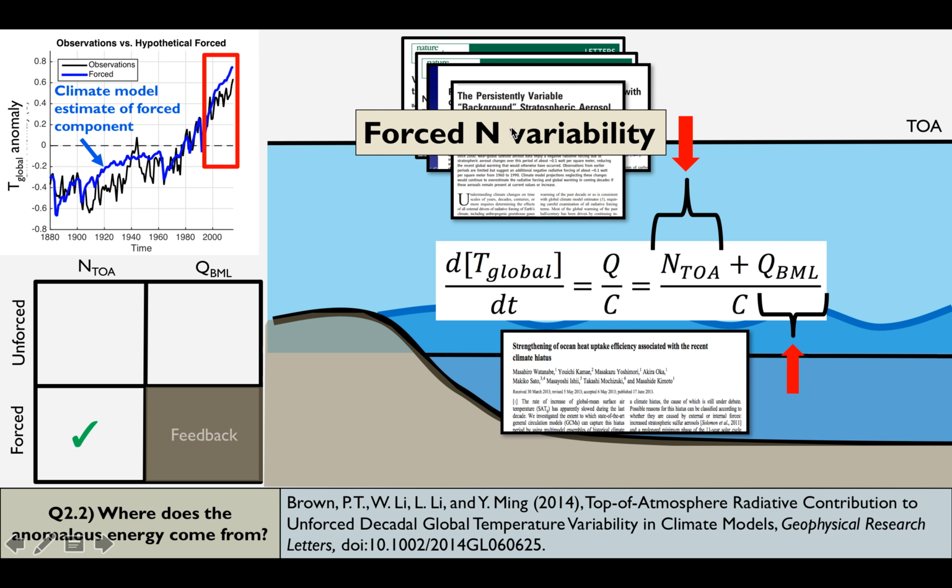Now, unforced variability has also been a competing mechanism to explain the difference between climate models and observations over the beginning of the 20th century.